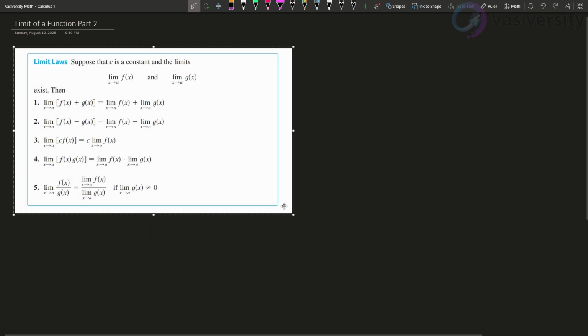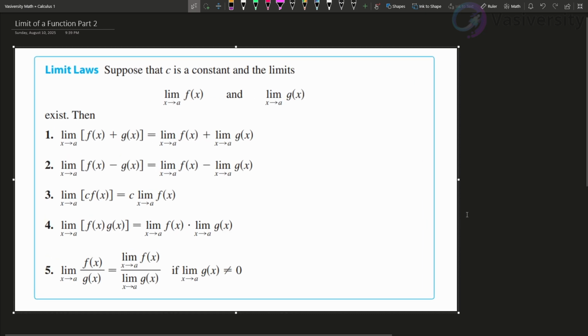So the limit laws. Suppose that c is a constant and the limit of f of x as x approaches a, and the limit of g of x as x approaches a exist. Then we have the following five laws. We can distribute limits over addition, subtraction, constant multiplication, and multiplication. We can also distribute the limit over division of functions, as long as the limit of g of x as x approaches a is not equal to 0.